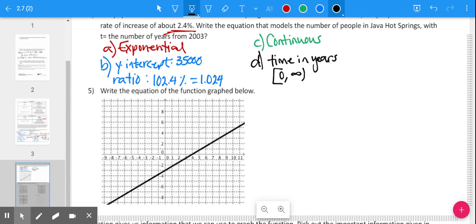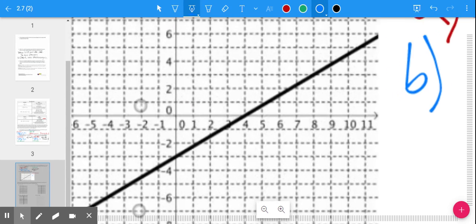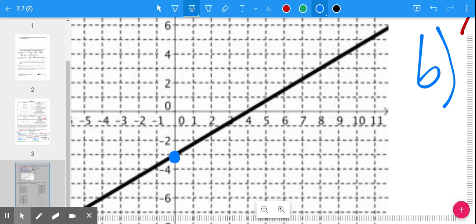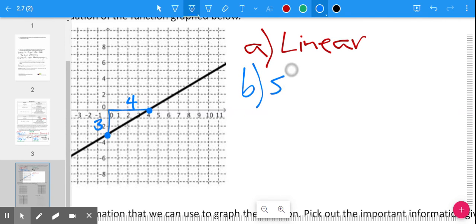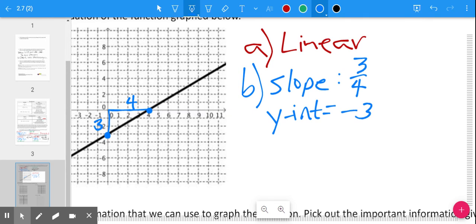It says, write the equation of the function graphed below. So the two things you need to have for this is linear. So A, it's linear because it's a straight line. B, we know our y-intercept. It's right here at -3. We can also figure out our slope in the process. It's right there. So we've got up 3, right 4. So since it's up and to the right, we know our slope is a positive 3/4. Our y-intercept is at -3.